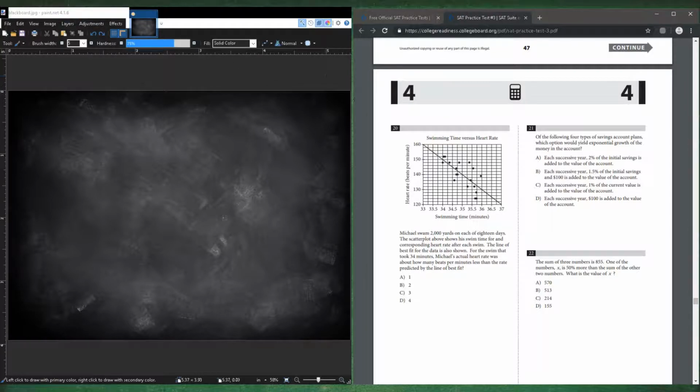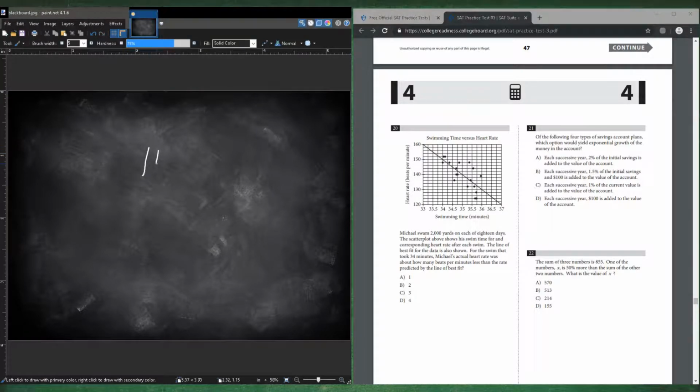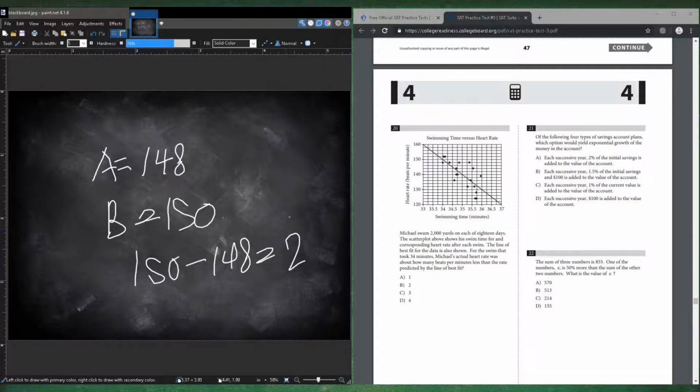So for his 34-minute swim, which is right here, his heart rate was about, since it's going by a scale of 2, about 148. So his actual heart rate was 148. So his heart rate was about how many less? We'll look for the line of best fit for 34. It's at 150. So the best fit is 150. So how many less is it? It's 150 minus 148, which is equal to 2. So the answer is B.